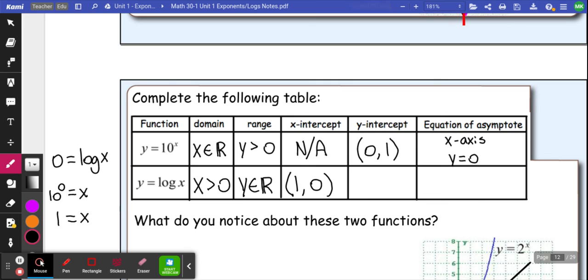Your y-intercept of a log graph does not exist. There's no y-intercepts. The reason there's no y-intercepts is because there's an asymptote there. That asymptote is at the y-axis. We call that a vertical asymptote. The equation of that axis is x equals 0.